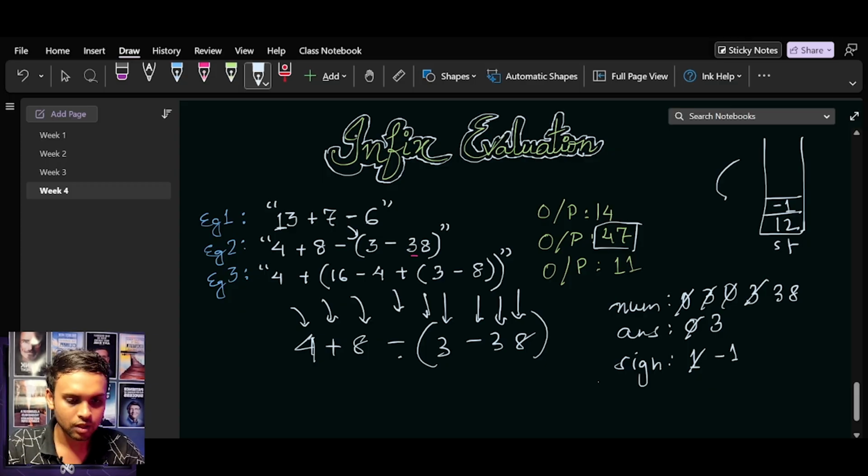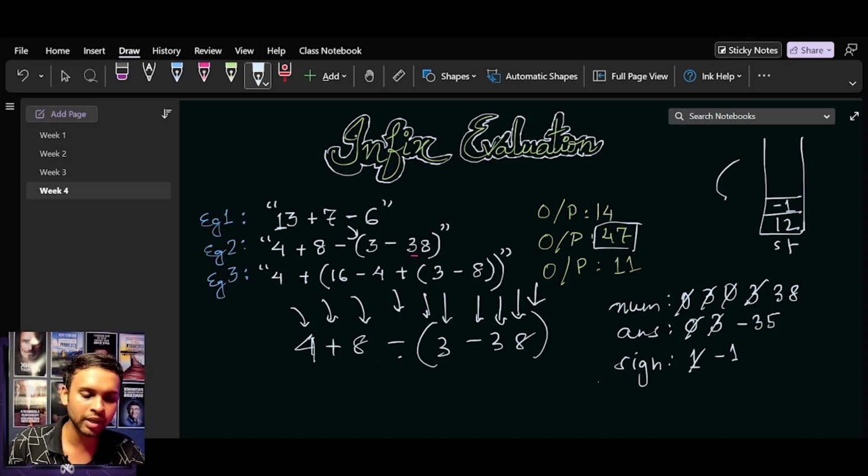After that, I move forward and I find a closing bracket. Now obviously this is a non-digit first, right? Then we look at whether it is a plus or minus or an opening bracket or a closing bracket. First we know that it is a non-digit character. So as soon as I get a non-digit character, I need to evaluate the thing. I will multiply num with sign, 38 into minus 1 will become minus 38, and I will add minus 38 to my answer, so it will become minus 35. 3 plus minus 38 becomes minus 35.